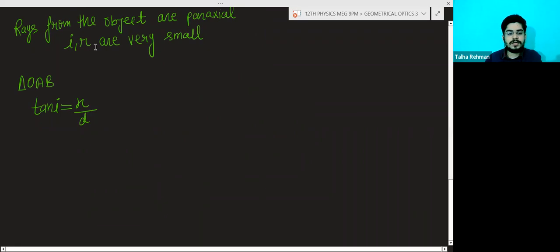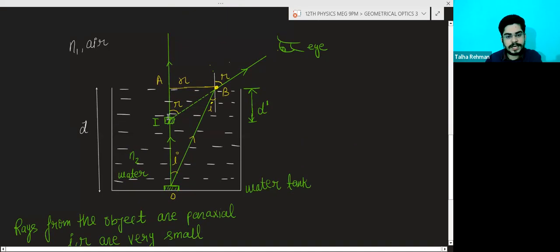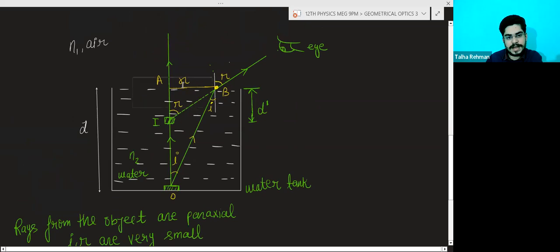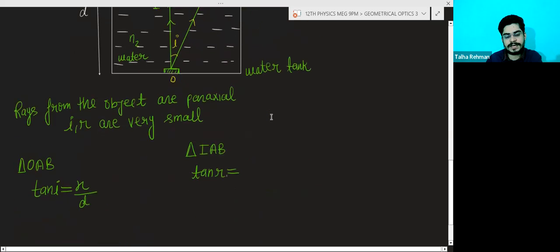Now see triangle IAB. Tan of R will be given by x divided by AI, and AI is d dash, so x by d dash.